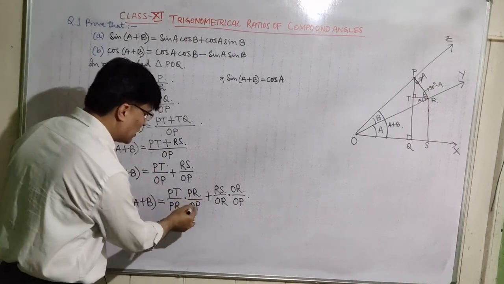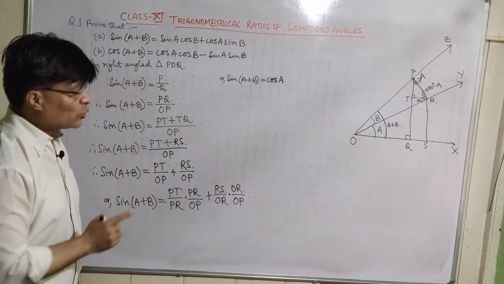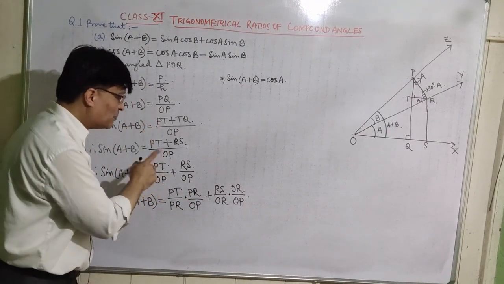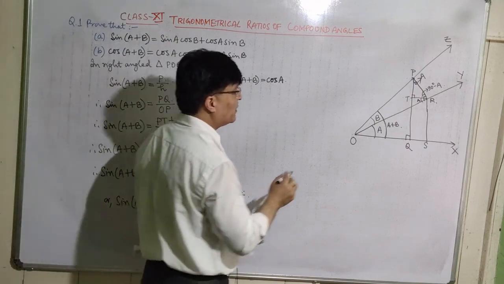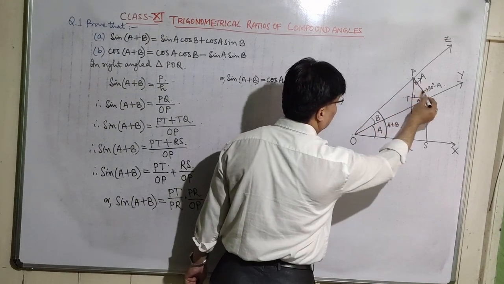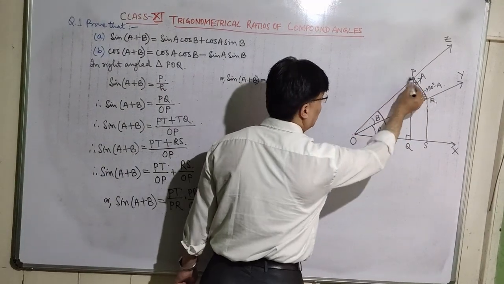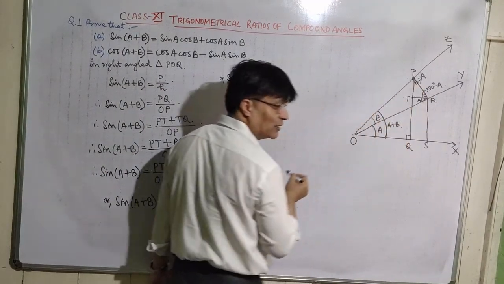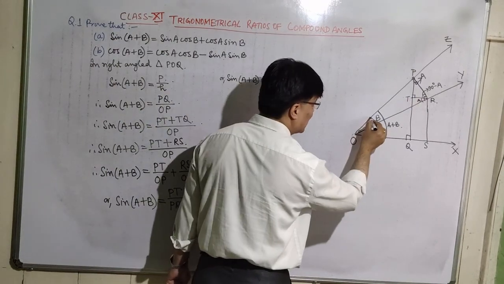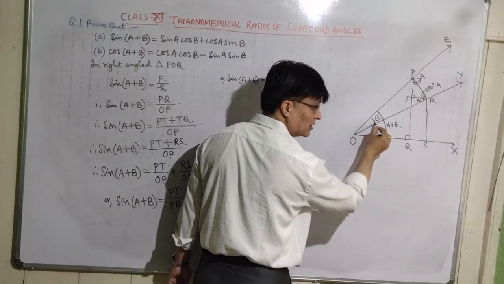Next, what is PR upon OP? So in the figure, you consider PR upon OP now. This is PR upon OP, right? The POR right angle triangle is considered. In this case, only angle B is considered.